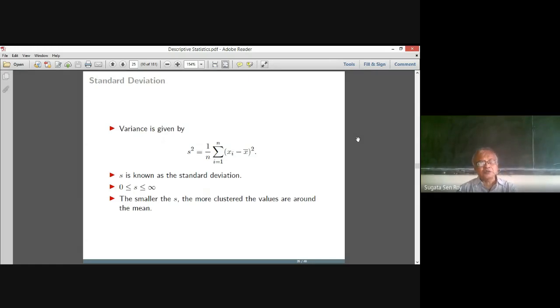For the second student, it's 60 minus 50, which is 10. So 10 square plus 40 minus 50, which is minus 10. Again, if you square it, it becomes 10 square. So 10 square plus 10 square, divided by 2, which is 10 square.